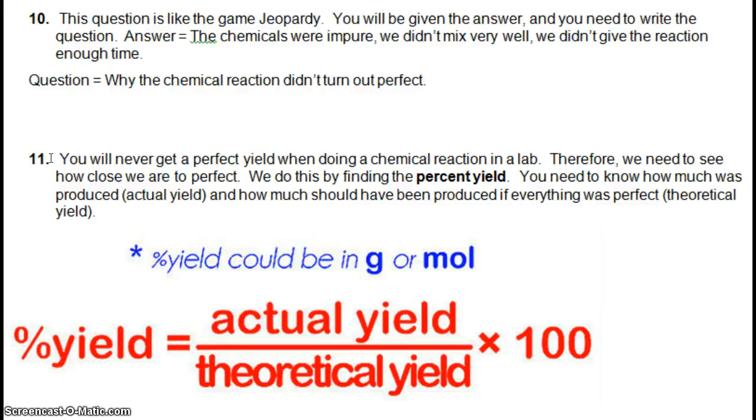You need to know how much was produced, which we call the actual yield because it's what actually happened, and how much should have been produced if everything was perfect. And we call that one the theoretical because it's a theory. In theory, we should have been perfect, but really we were not. So percent yield can be in grams or moles, and we use this equation. To find the percent yield, or to see how good our reaction was, we take how much we actually got and divide it by how much we should have got, times it by 100 to make it into a percent.